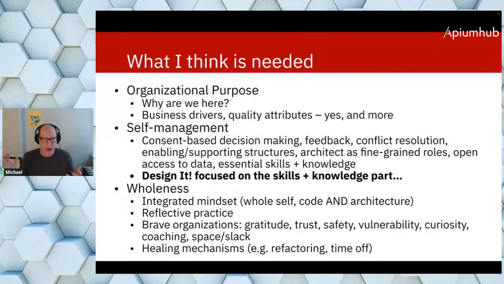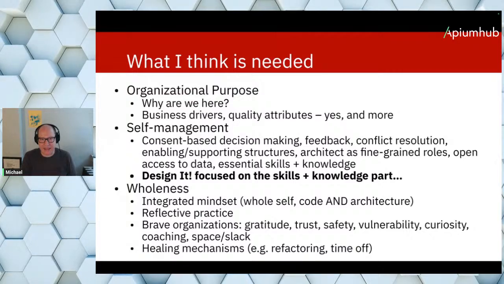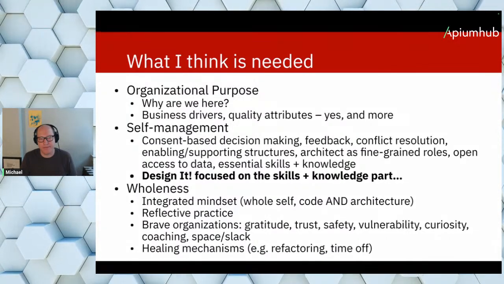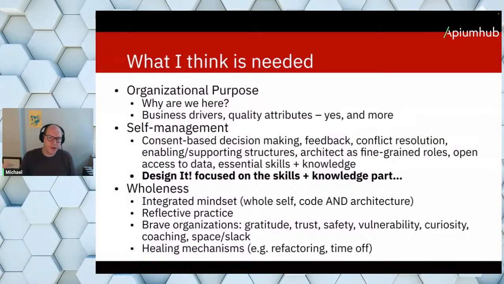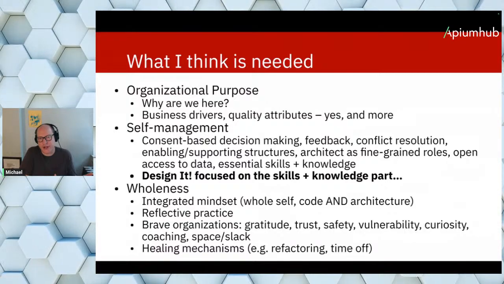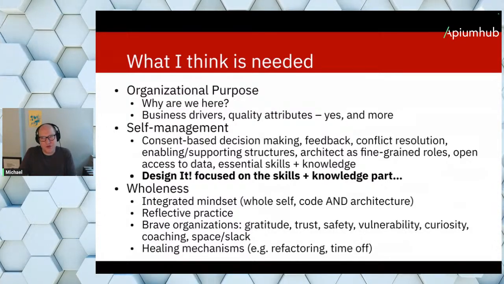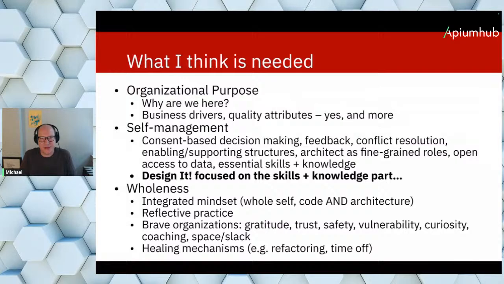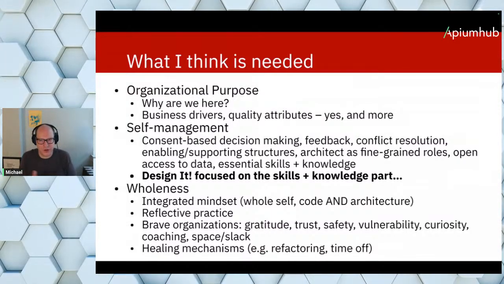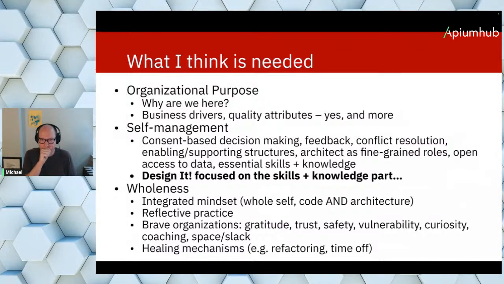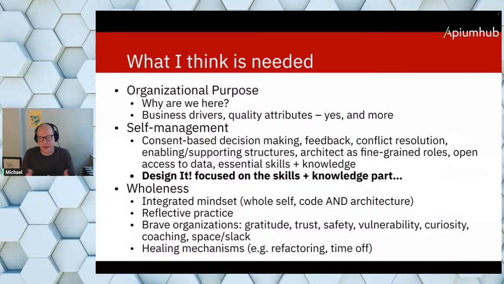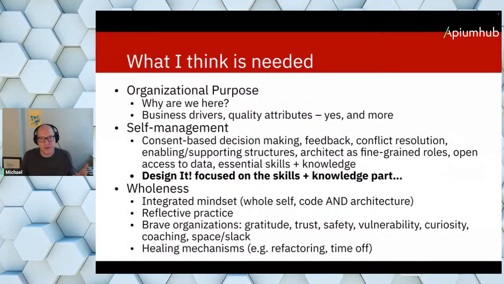All right, how could you actually pull this off? I think this is the stuff that we would need to do something like this. So getting your organizational purpose in order would be important, right? We talk a lot about business drivers and quality attributes. Yes, that's important, but there's more to it, right? Like getting deeper into the why we are here, almost existential questions about the organization. Self-management principles, I think, would be absolutely key. If we can't self-manage effectively, there's no way we'd be able to decentralize and distribute these authorities.